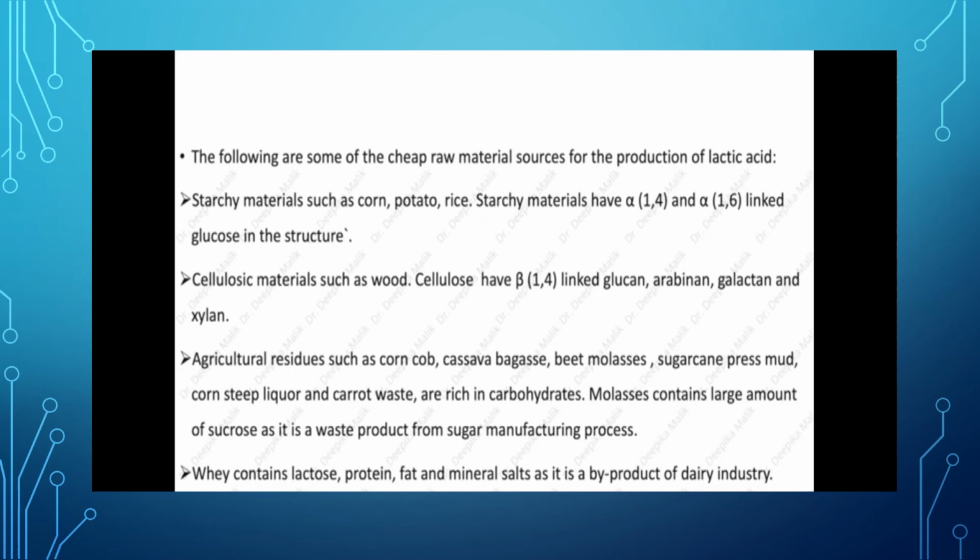Following are some of the cheap raw materials that are used, like starchy material that includes corn, potato, rice, etc. Cellulosic material like wood and cellulose. Agricultural residues like corn cob, cassava, bagasse, wheat, molasses, etc. Whey contains lactose, protein, fat, and mineral salts as it is a product of dairy industry.